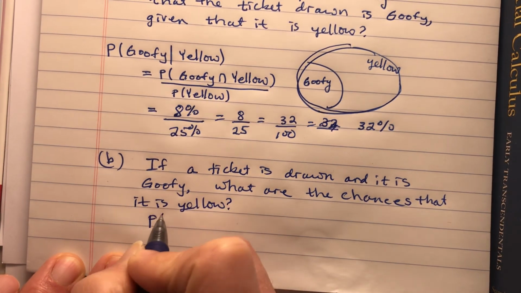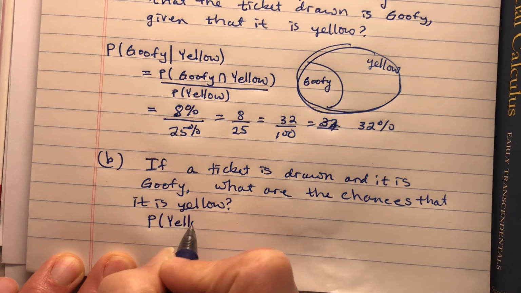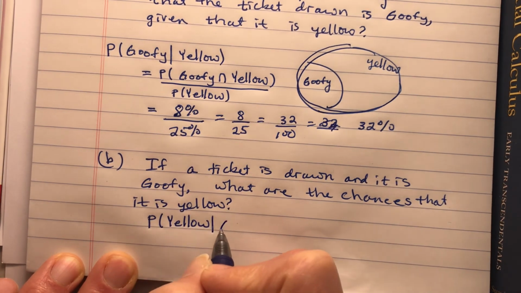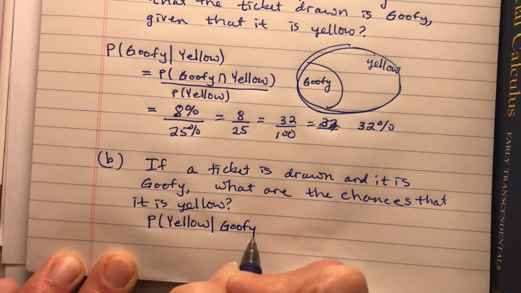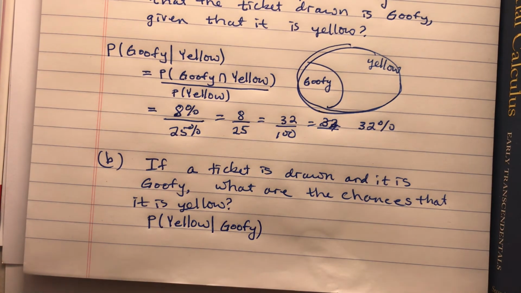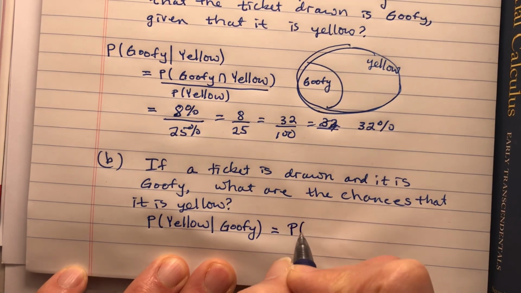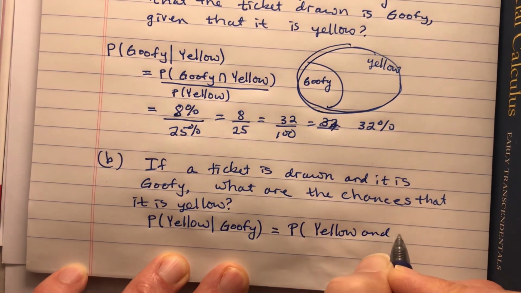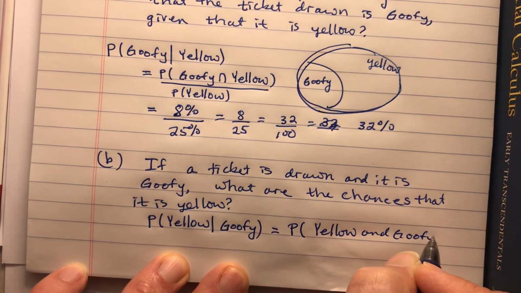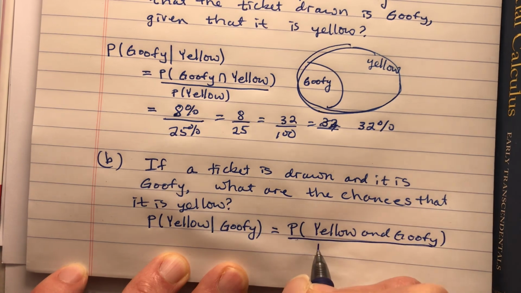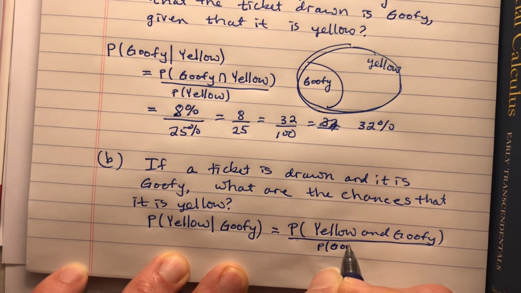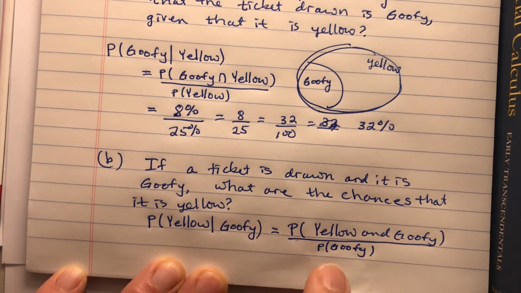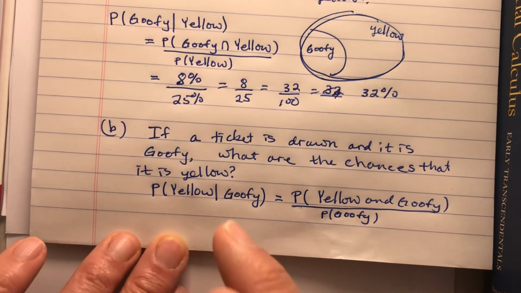So we're trying to find the probability of yellow given that it's Goofy. So if you already know that it's Goofy, what's the probability that we get a yellow? So this is the probability of yellow and Goofy divided by the probability of Goofy. So that's our conditional probability rule.